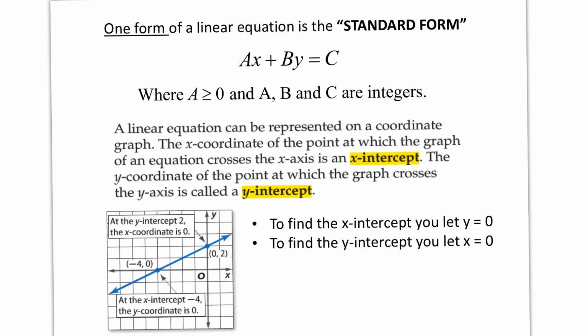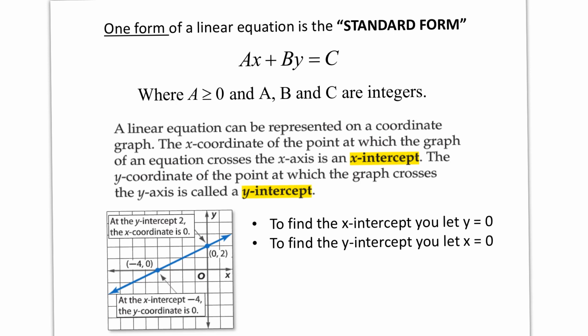The y-intercept is where the line crosses the y-axis, right here in the graph. They intersect. So this point right here is 0, 2. That is the coordinate of this point. So you can say the y-intercept is 2, or you can say the coordinate of the point is 0, 2. So that's the y-intercept.